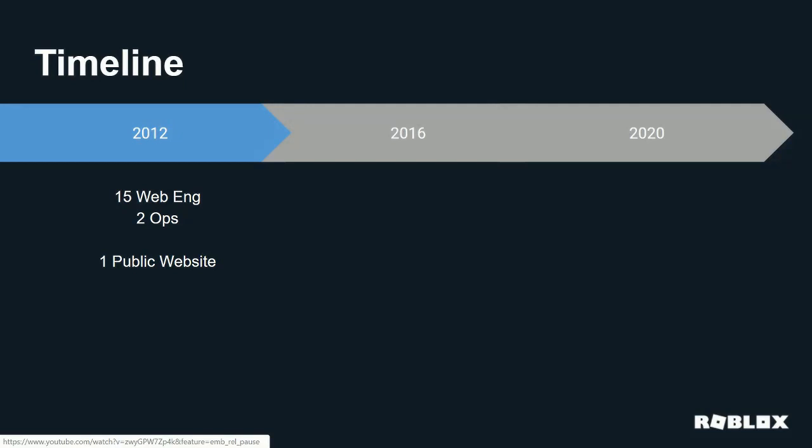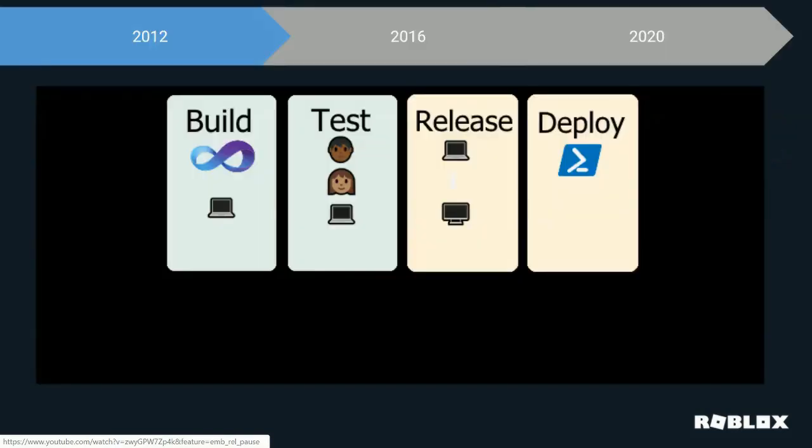And so at Toby's time in 2012, we had 15 web engineers, literally 2 ops people, 1 public website. Right? And this is our deployment right here. So yes, that's the Visual Studio 2010 logo. And how do you build the thing? You hit the F6 button, you get a build on your laptop. Great, how do you test it? You bring your friends over, you test it on your laptop. And then how do you release it? You take it from your laptop and you put it on the server.